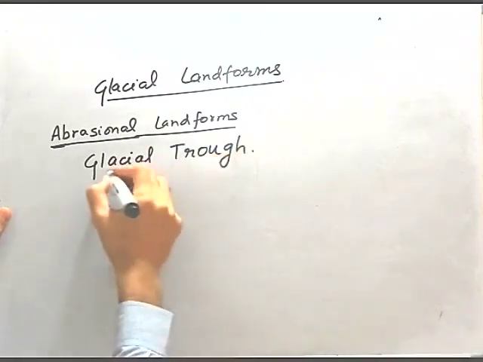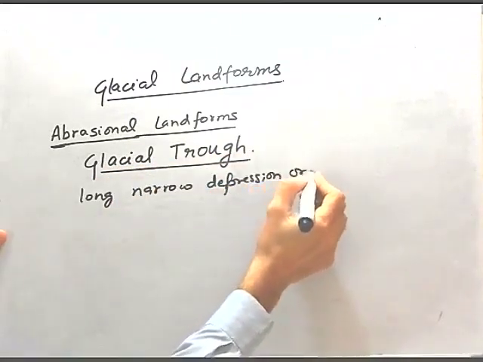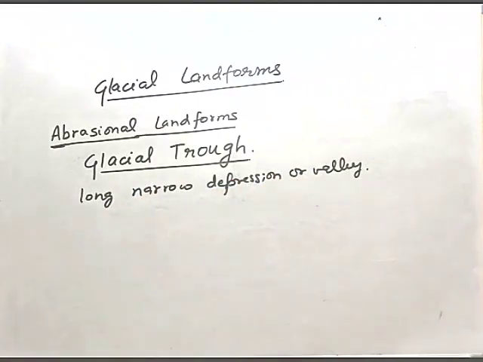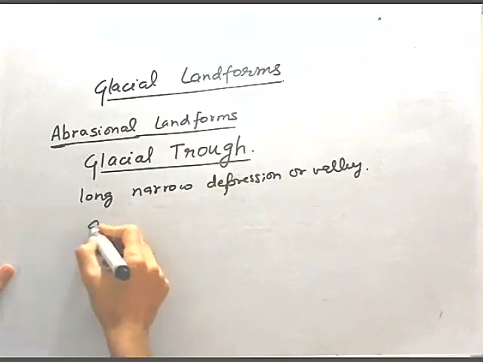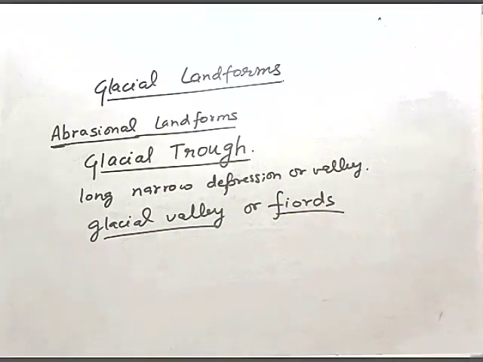Glacial trough. This is basically a long, narrow depression or valley created by the scouring action of glacier. So these glacial troughs may be represented as glacial valleys or fjords. Fjords are the drowned portion of the glaciated valleys in the coastal regions, especially in Norway. Fjords are formed at higher latitudes. They are not formed at lower latitudes in the tropical and subtropical regions, because in these regions the glaciers don't come to the sea level.